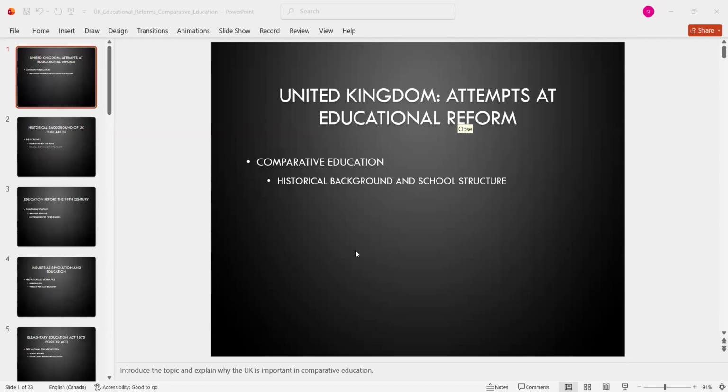We were under the colonial period. During the colonial period, we were under them, so the education system is also connected with the UK. So first we'll learn the UK system, the historical background, and then we can learn the Sri Lankan education system also. Here you can see United Kingdom attempts at educational reform.